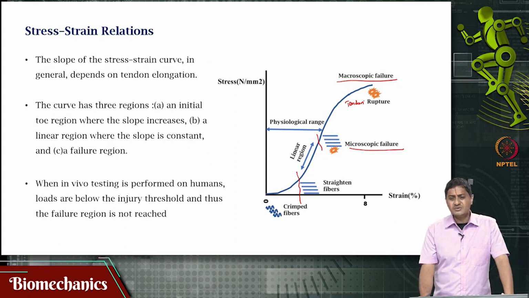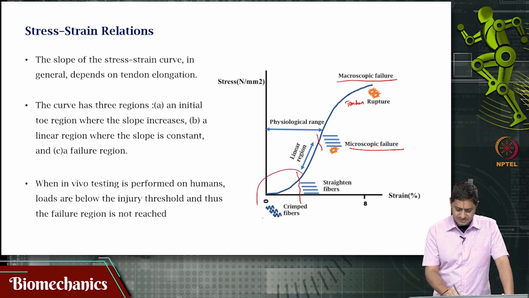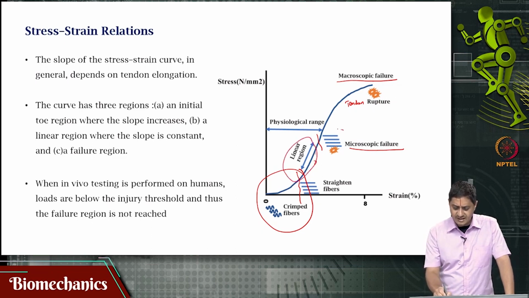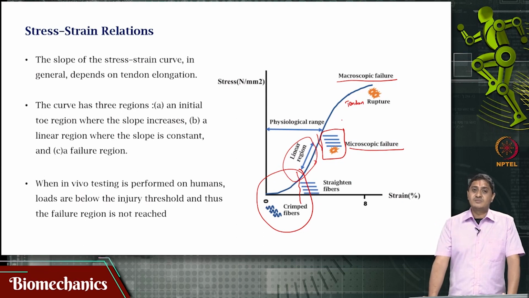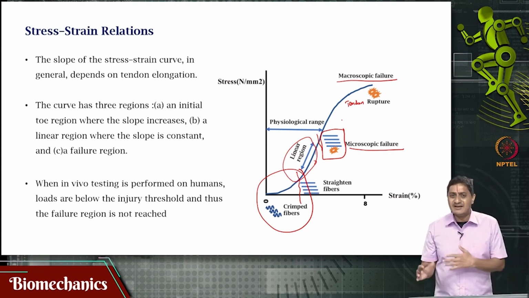In general, during daily life, most tendons function in the toe region. Some tendons function in the linear region. Very rarely during daily life do tendons undergo microscopic or macroscopic failures. Of course, there is a difference when it comes to sports activities or what are not exactly daily life activities.